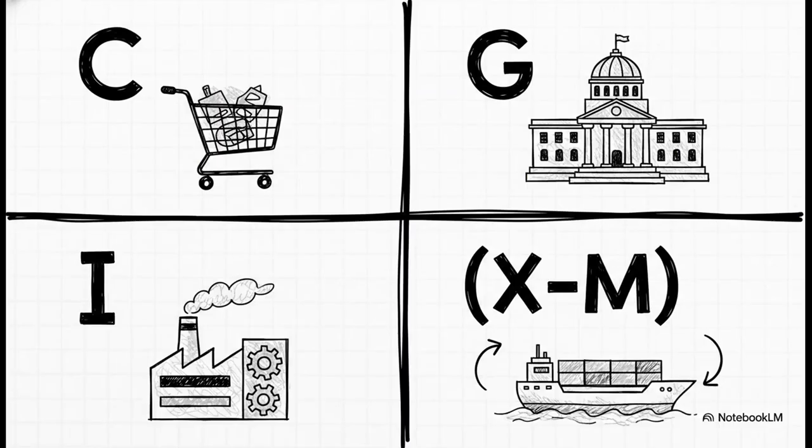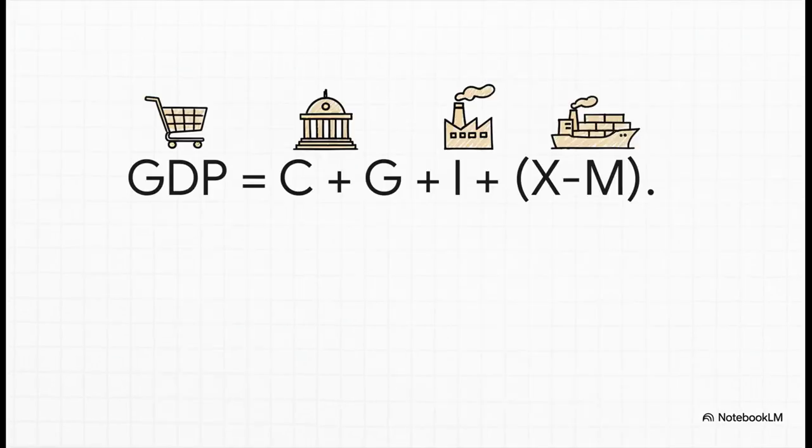The expenditure approach has 4 key components. First, there's C for consumption. That's all the spending by households like you and me. Then we have G for government spending on public goods and services. I stands for investment, which is spending by firms on things like machinery and factories. And finally, we have XM, which stands for net exports. That's just the value of a country's exports minus the value of its imports. And this gives us probably the most famous equation in macroeconomics. GDP equals C plus G plus I plus net exports.